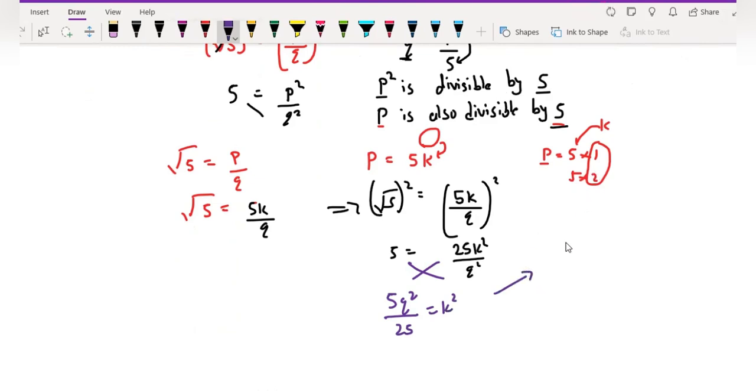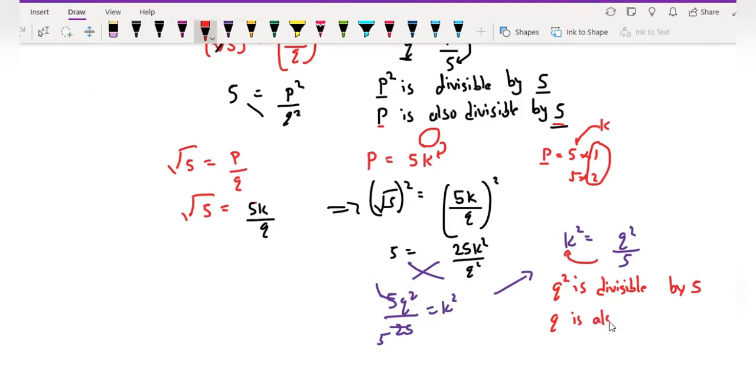So further here I'm going to write k square is equal to q square by 5. Why? 5 ones are 5, 5 fives are 25. So here also we can say that q square is divisible by 5. It is divisible, that's why we are getting the k value. If the square value is divisible by 5, then its normal, non-square value will also be divisible by 5.